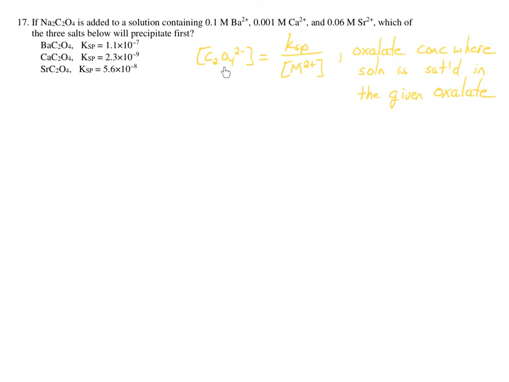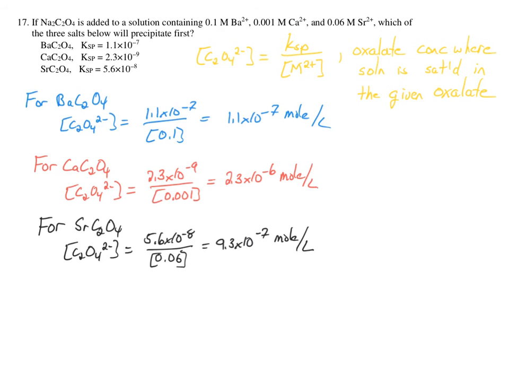We've solved for this concentration. This is the concentration of the oxalate required where the solution is going to be saturated in the given oxalate. In this case, the KSP values and the concentration of the metal cations are both different for all three of these salts. That's why we have to solve for a numerical value for the oxalate concentration.